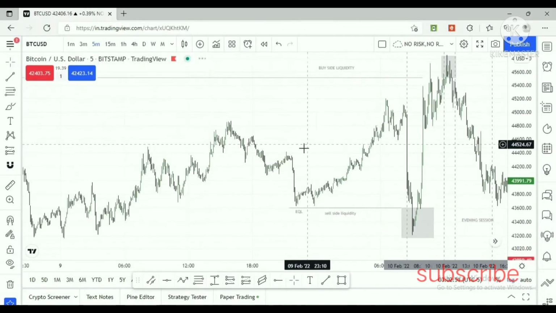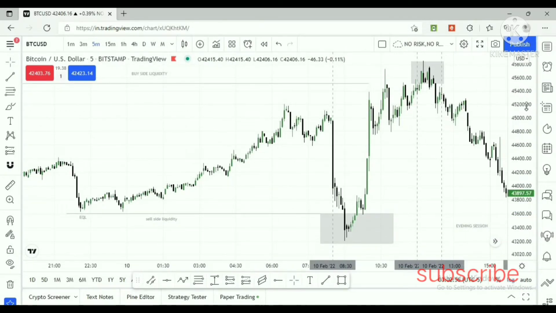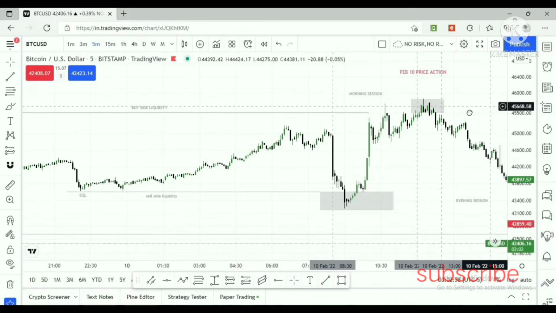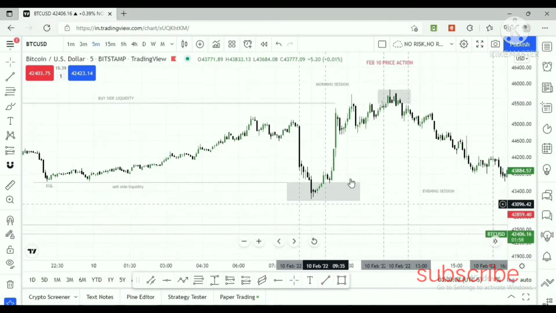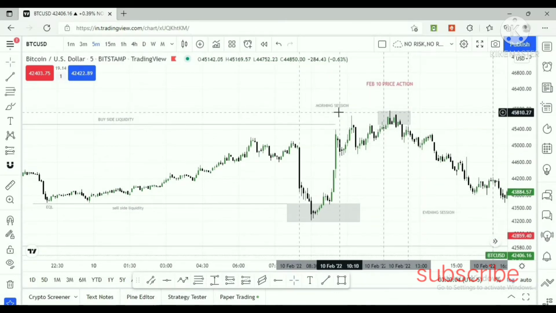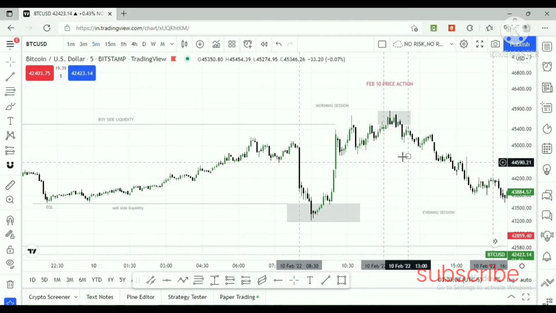Now we'll see the last 3 days of price action also using ICT 2022 mentorship concepts. See guys, this is the BTC 5-minute chart. This is February 10th price action. I marked this level. You can see these time zones: morning session, evening session. This level is New York lunch.